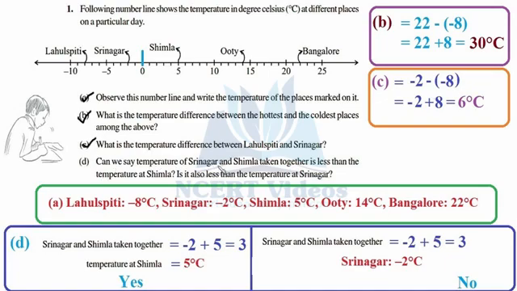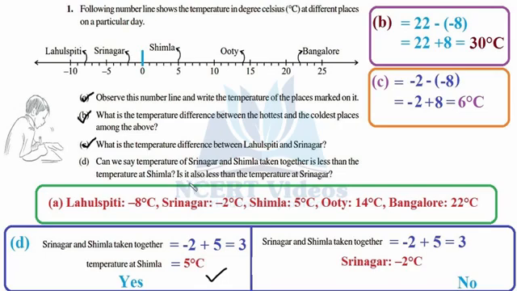Can we say the temperature of Srinagar and Shimla taken together is less than the temperature at Shimla? Well, let's see. Srinagar and Shimla taken together is -2 plus 5. We have to add them up. You can see the greater number is positive and we have to subtract whenever signs are different. Therefore, 3, plus 3, because 5 was having the plus sign. Now, the temperature at Shimla, we have to compare it. The temperature at Shimla is given straight away, 5 degrees Celsius. So you can see here, yes is the answer because it is greater.